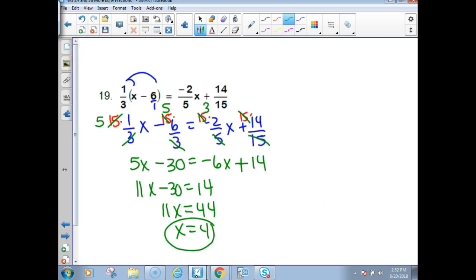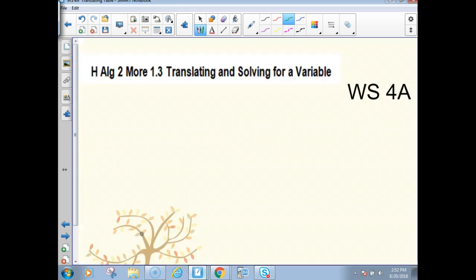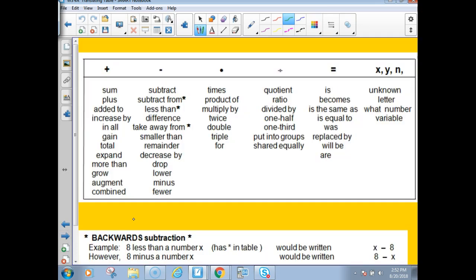Okay, moving to worksheet 4A. Translating and solving for a variable. This is all more, by the way, all that we've done so far is one section in your textbook, but we're spreading it out. Almost all of this is up to the first quiz, is the first section, or section 1.3.